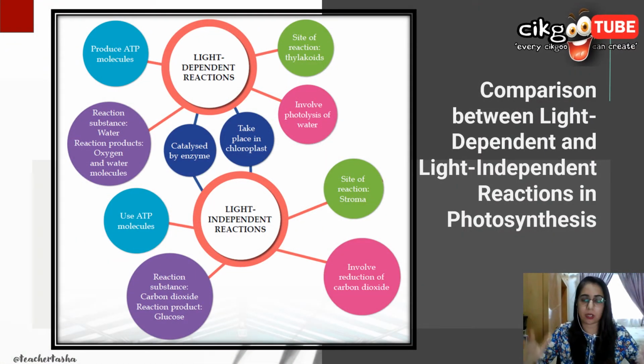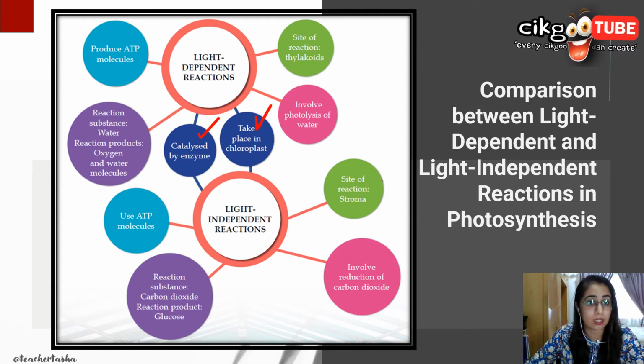Now this is the comparison between the light dependent and light independent reaction: what are the similarities and what are the differences. So you have to know this. Both light dependent and independent reactions are catalyzed by enzymes and take place in the chloroplast. The site of reaction for light dependent is in the thylakoids or the granum, and for independent it is in the stroma.